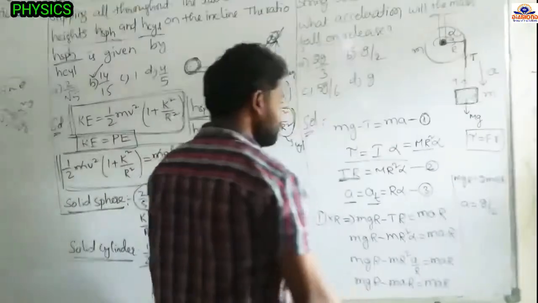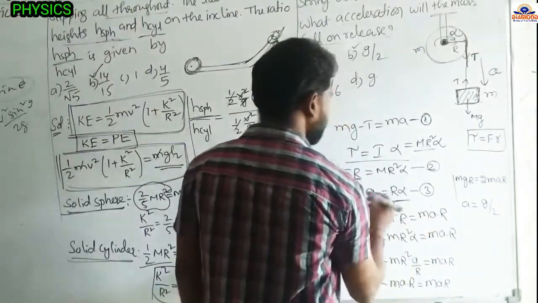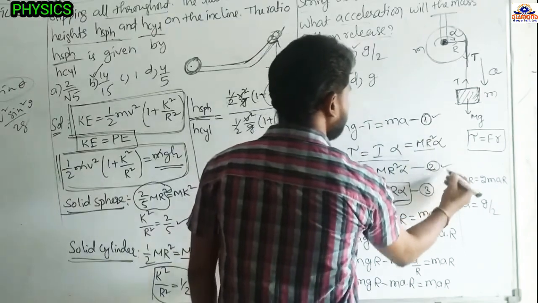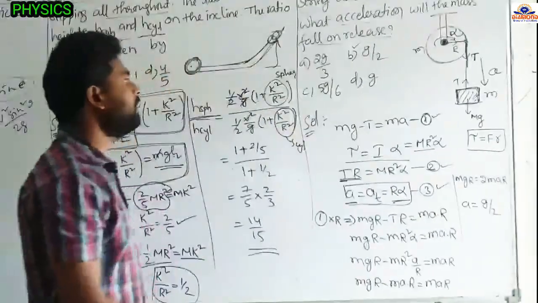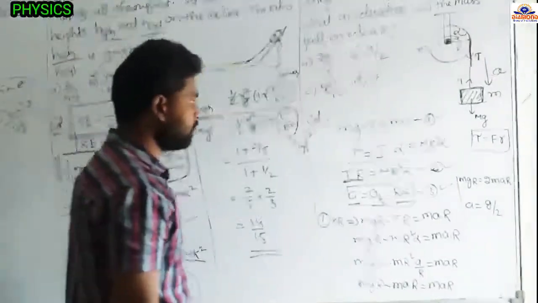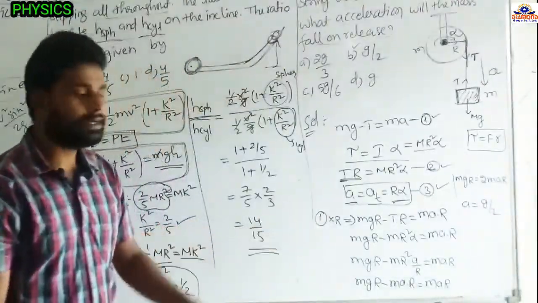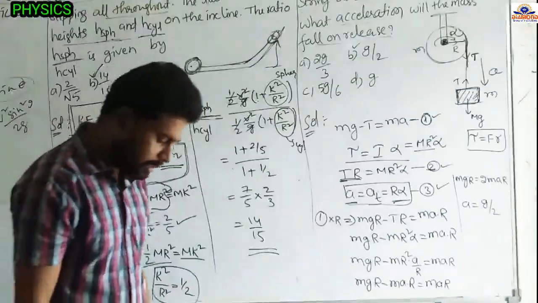So the tangential acceleration formula is r into alpha, that means a equals r alpha. Three equations we got. Now we have to find the a value. To find the a value, we have to remove the t value, neglect the t value.